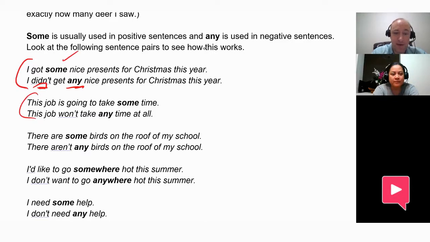Let's try the next pair. This job is going to take some time. This job won't take any time at all. Good. So again, it won't take any time at all. So it's not going to take a long time. So we use any in the negative form and some in the positive sentence.